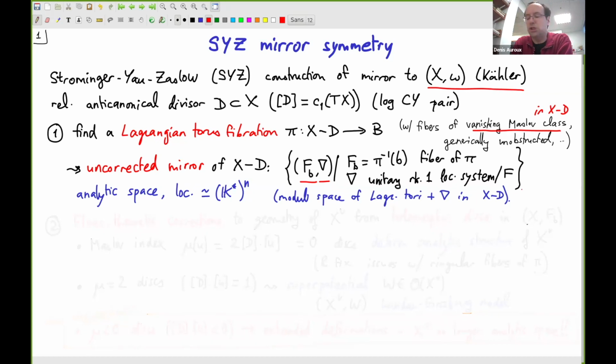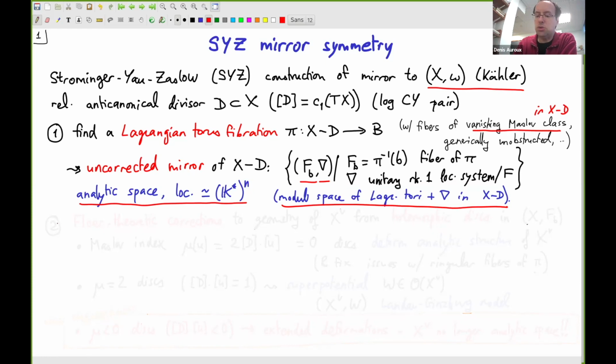Right now this is motivation, but the goal will be to parameterize something that has been called the dual torus of a fiber F. Maybe you've heard the slogan mirror symmetry is torus duality, and this is some version of it. So what we will see is that this space is always going to be something analytic, locally modeled on an algebraic torus, K star to the n, over whatever coefficient field you use. So you should think of that as a moduli space of Lagrangian tori plus flat line bundles over them in X minus D.